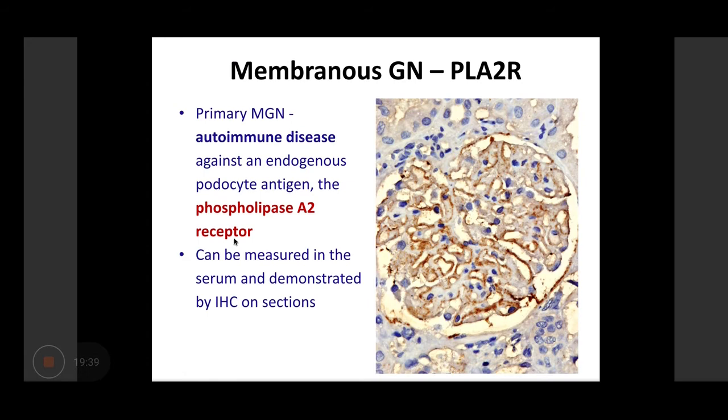They then come into circulation, where they can be measured in the serum by ELISA. They then get deposited in the glomeruli, where they react with the antigen present in the podocytes to form an antigen-antibody reaction. And here these antibodies can be demonstrated by a special IHC marker by which you can confirm the diagnosis of primary membranous glomerulonephritis.